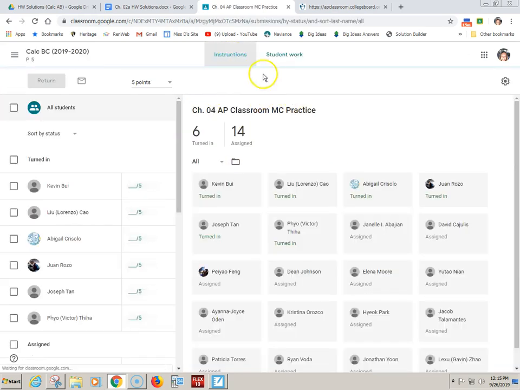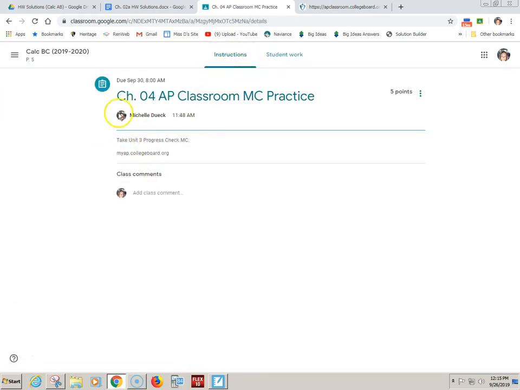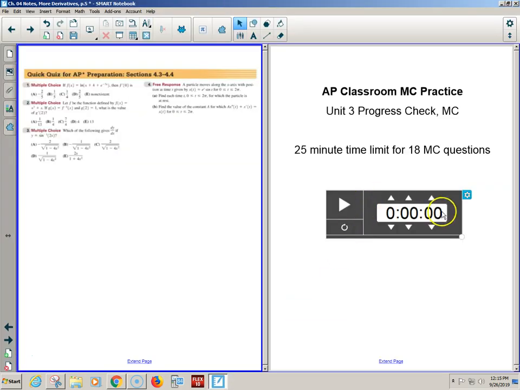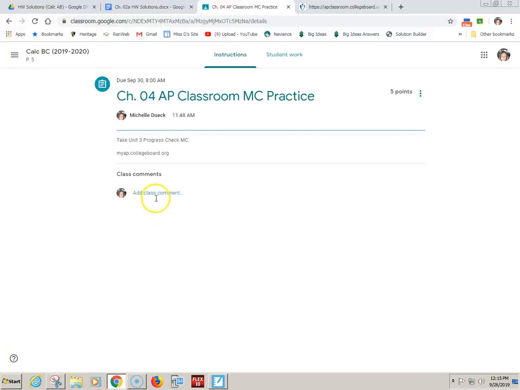I was just reminding you of how AP Classroom is going to be like this, not always in class, but it is going to be in a timed fashion, so you might want to set up a little timer like I did here. And then you need to attach pictures.